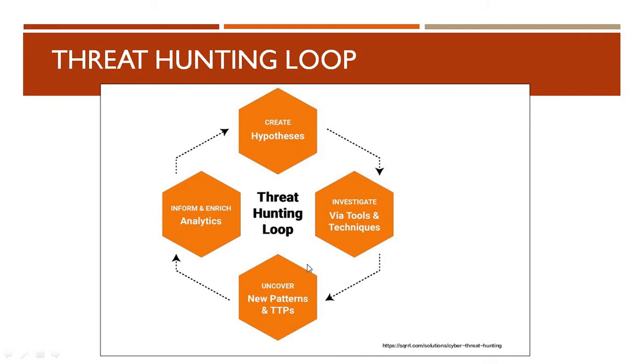This is the threat hunting loop which is defined by the SQRL company and Mr. David Bianco. So the hypothesis creation, investigation based on the hypothesis, discovering or uncovering any kind of new patterns or TTPs based on those investigations, and then enriching your analytics, like automating the stuff. So that's the entire threat hunting loop which each and every organization needs to follow in order to make the threat hunting program a successful one.